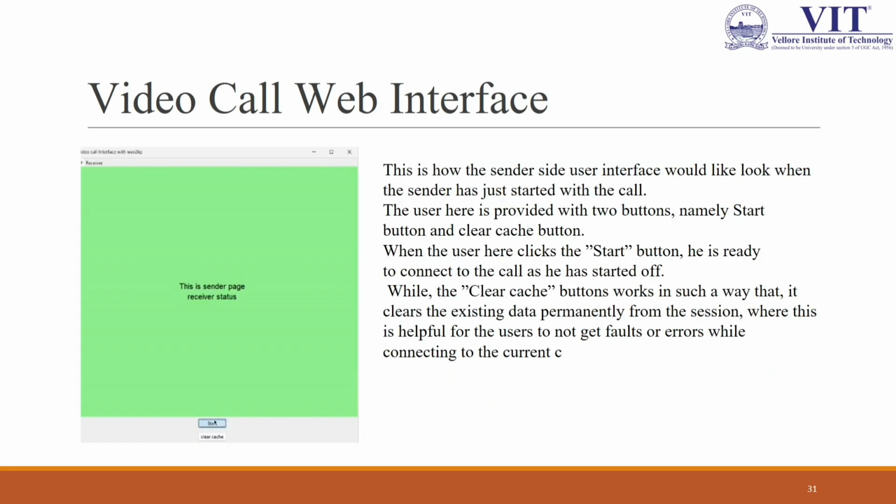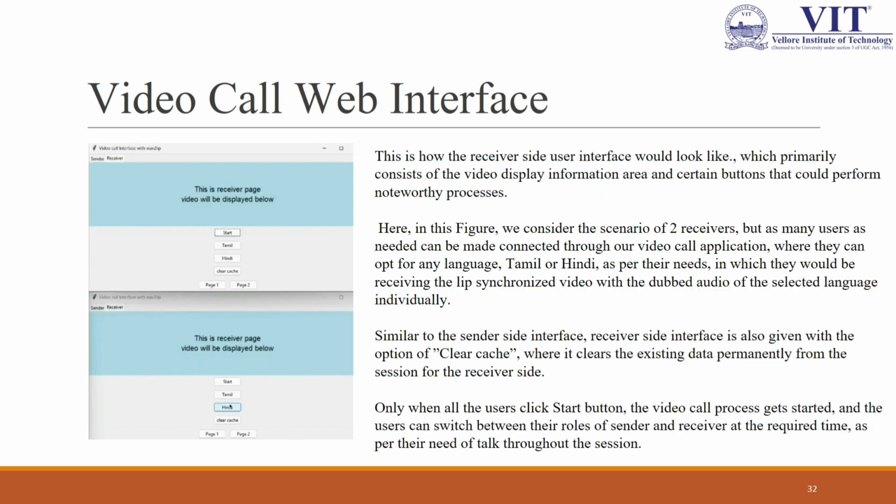The green color shows the sender side. So once the user joins the video call session and chooses the sender role, he will see this page. Next slide. And to differentiate between the sender and receiver, we have used blue color for the receiver side. In this picture, we have taken the scenario as two receivers. One can opt for one language and another can opt for another language, with which accordingly he will get the output result and video in real time.